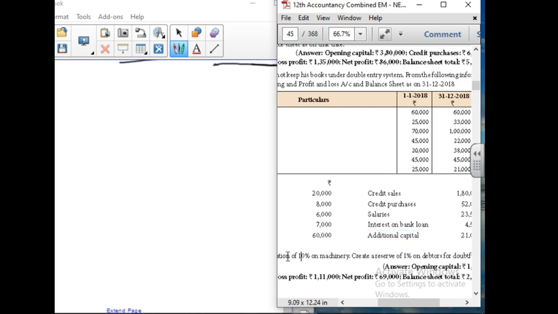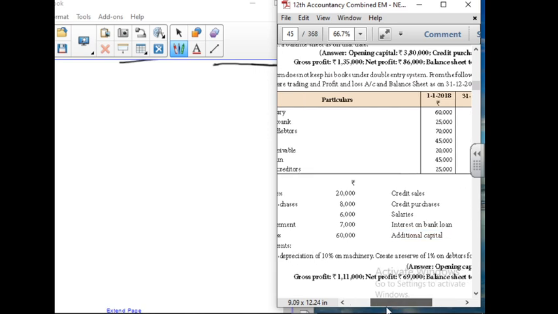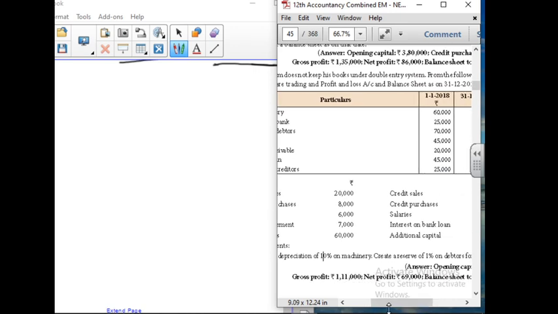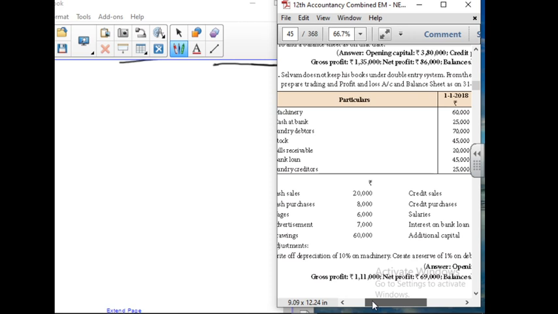Next, the available information is they have given 10 percentage depreciation on machinery and create a reserve of 1 percentage on debtors. I think this is a very easy sum because there is no need to open a total debtors account or a total creditors account, but the opening capital is missing. So to find out the opening capital, the information used is 1/1/2018. Let us start the problem.